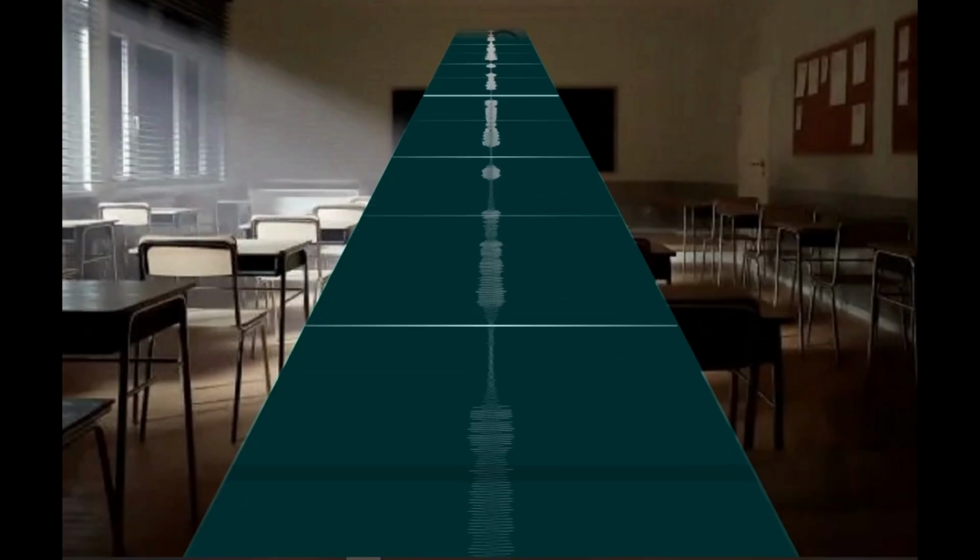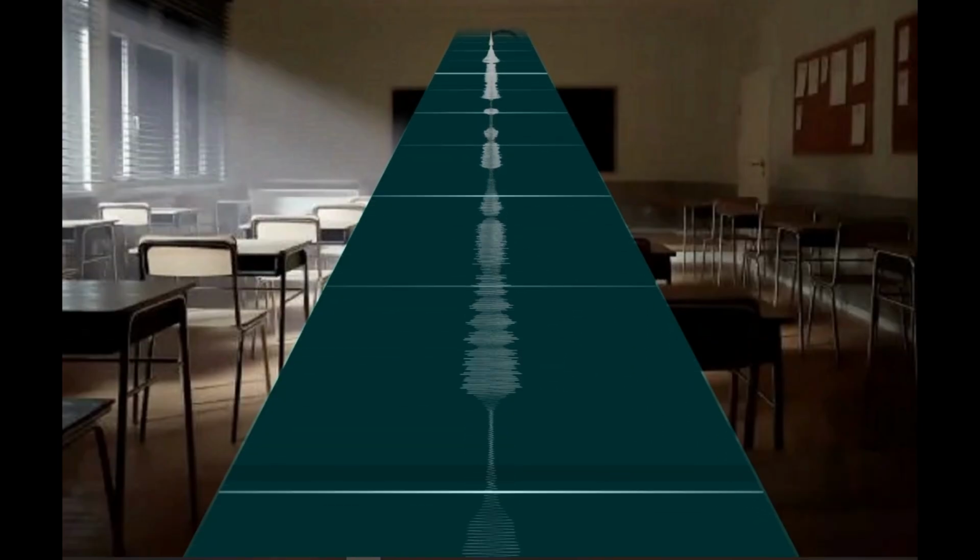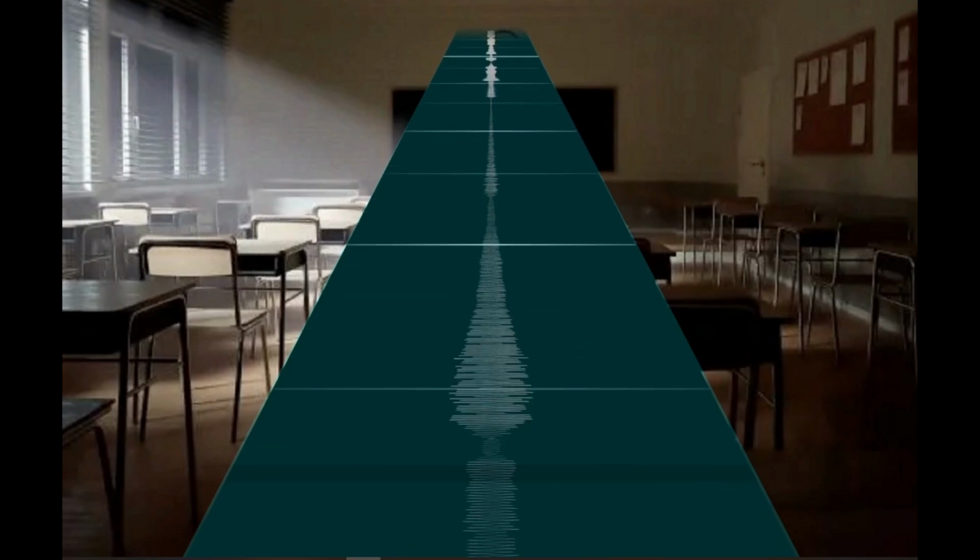Now before I get into how we deal with it, it's really easy to identify. You just go, oh, my tempo map is veering off at this point.